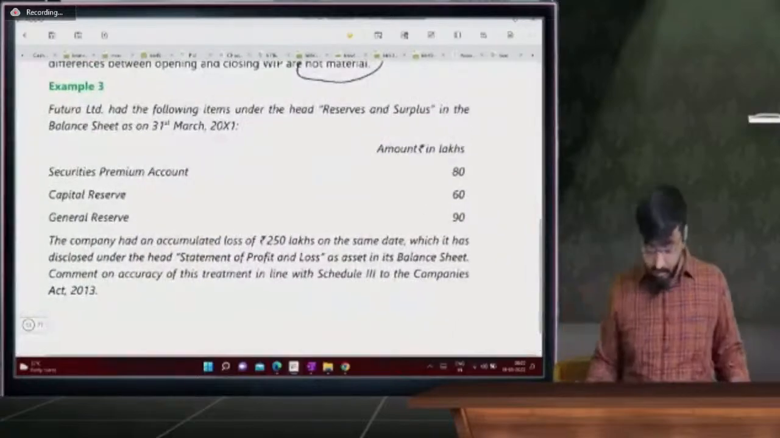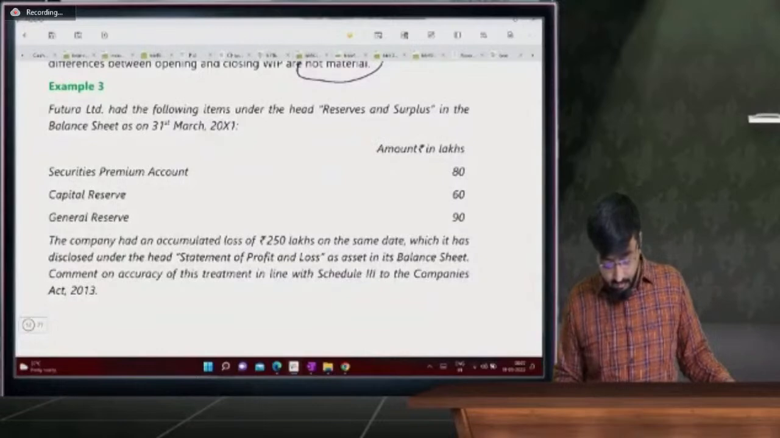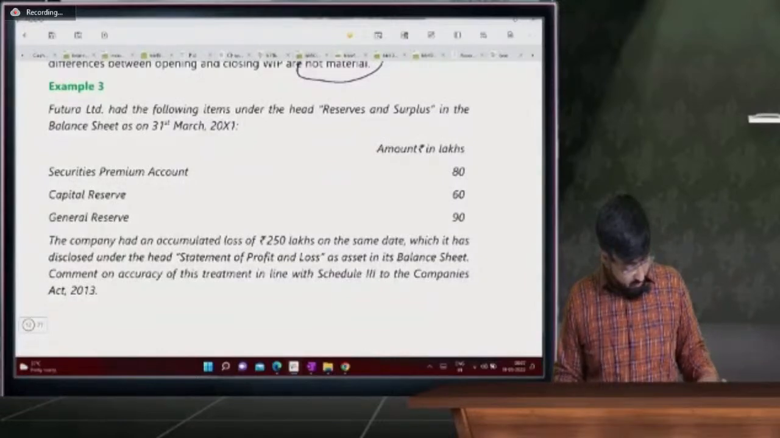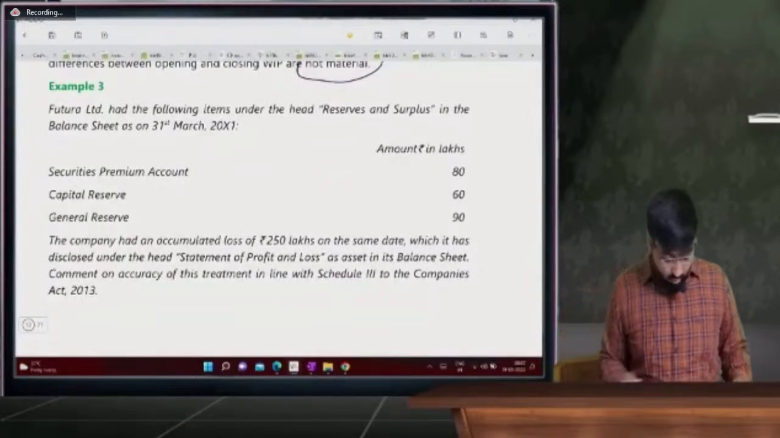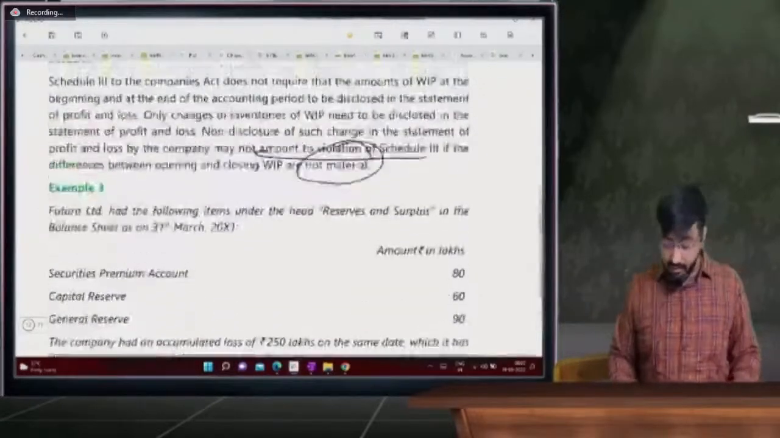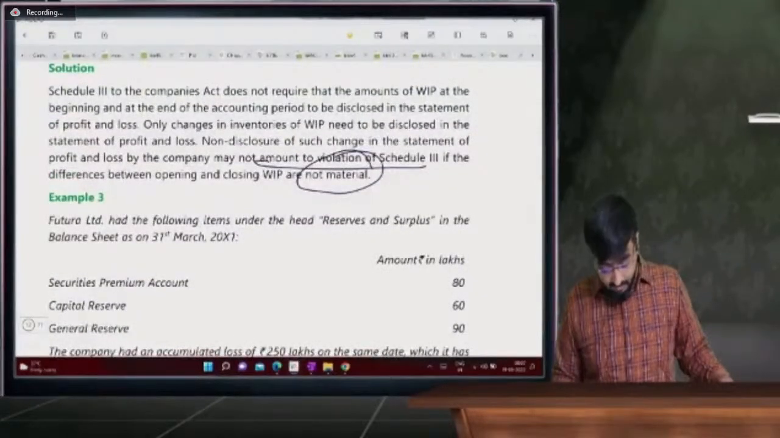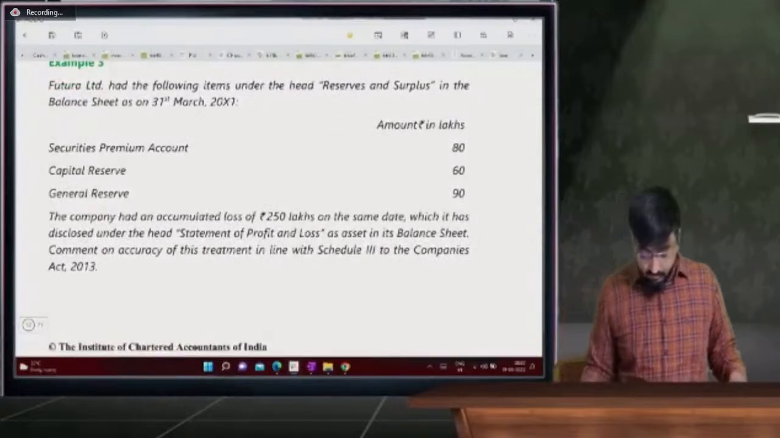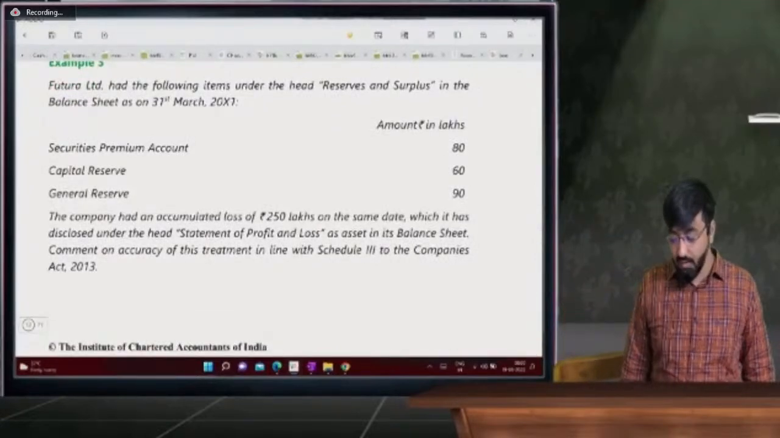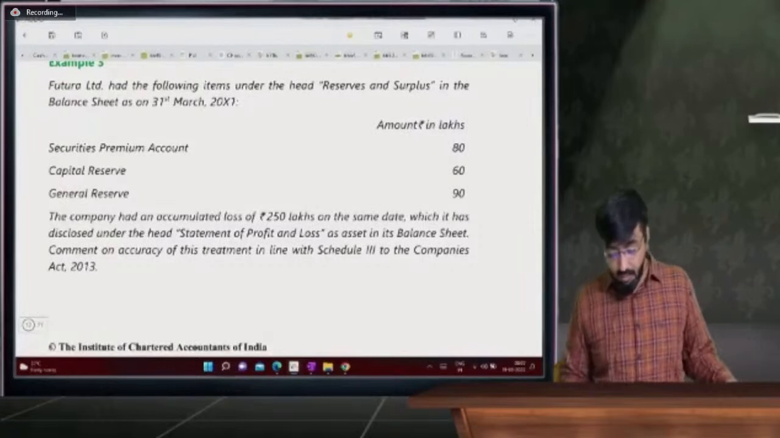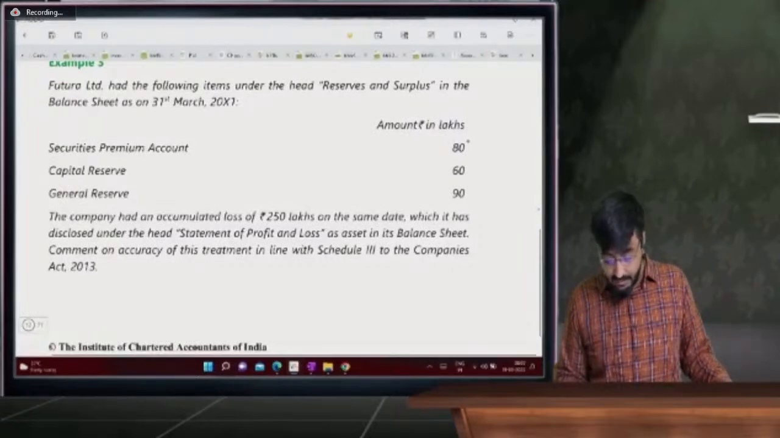Example 3. Fctr Limited. Inter alia means "in that" only. Okay. Inter alia, in simple language, means "in that." Fctr Limited has the following items under reserves and surplus.